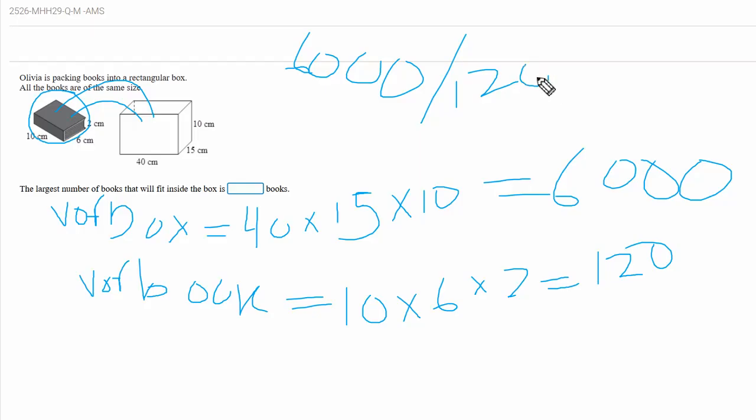Why? Because it's going to tell me how many of the 120 can fit inside that 6,000. Because what is 120? 120 is basically the book. And what is 6,000? 6,000 is the box, the amount of space the box has. So I'll put the 120 book inside the space of the box. When I divide it, how much did I get? 50.